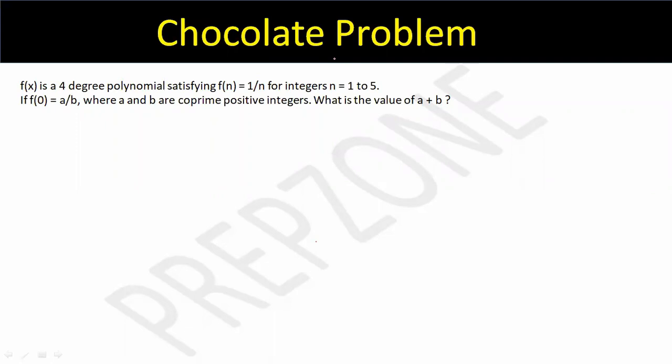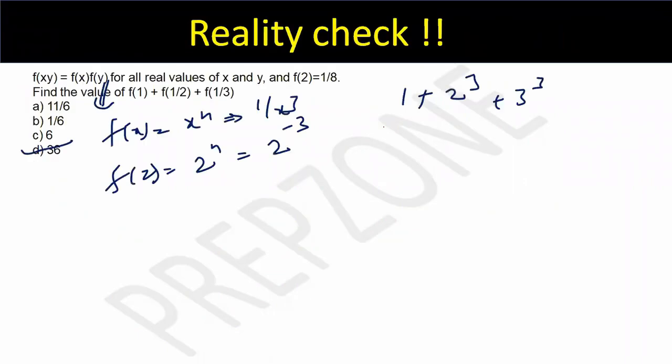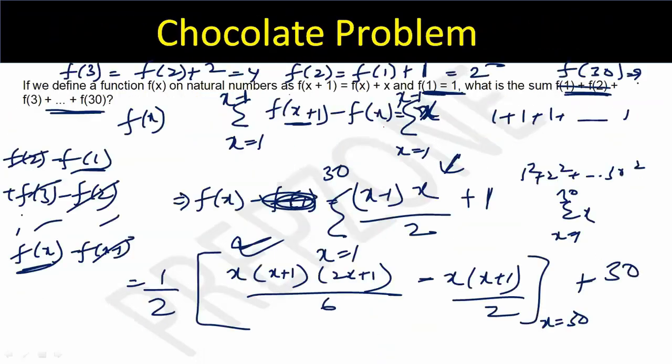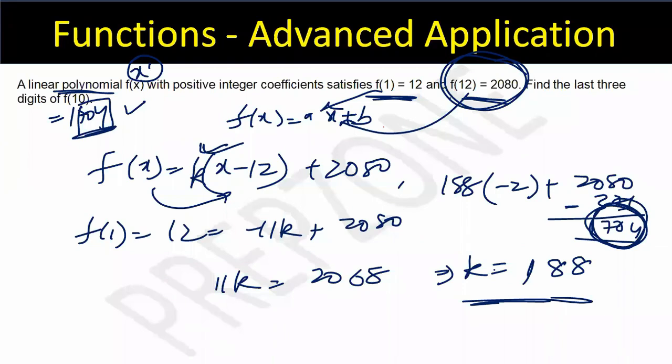Sir, I have a doubt in the fifth question. Yeah, Vishal, tell me. A linear polynomial with positive integer coefficients satisfies one exit. Sir, in this I have taken what you have written, AX plus B. I did it the same way, but A I got 188, and B I was getting negative. But in the question it is written that both the coefficients are positive. So I was not getting the correct coefficients from this equation. Okay, okay. Let's check.